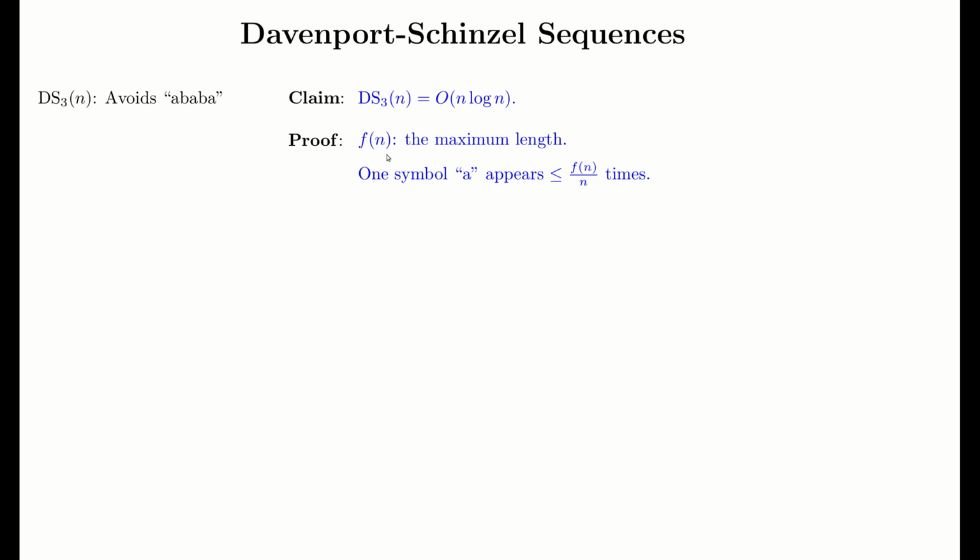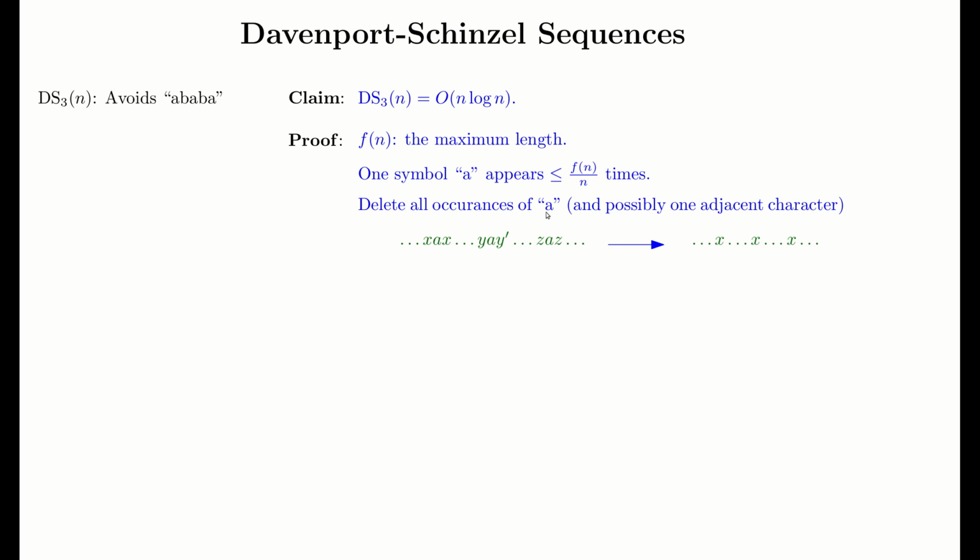Since the length of the string is f of n, there has to be one symbol, which we denote with A, that appears at most f of n over n times. Because if this is not true, if every symbol appears more than f of n over n times, since we have n symbols, it follows that the length of this sequence is bigger than f of n. So this is true.